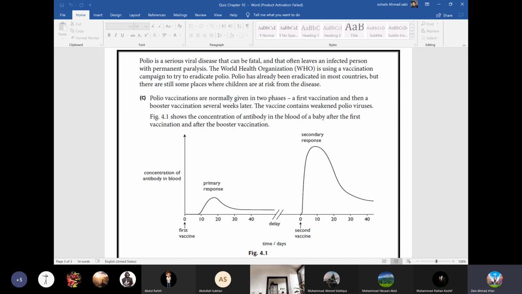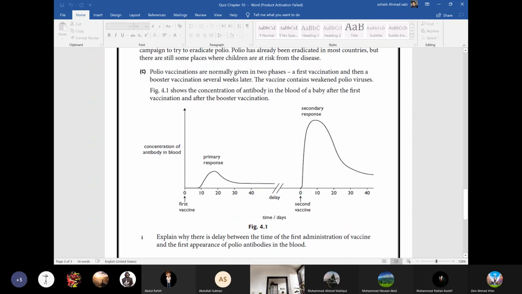Yes, sir. Now, polio has already been eradicated in most countries, but there are still some places where children are at risk from the disease. Boys, I told you this before as well, that polio is eradicated from the whole world except Pakistan and Afghanistan. Only these two countries are left where these cases still exist. All right, boys.